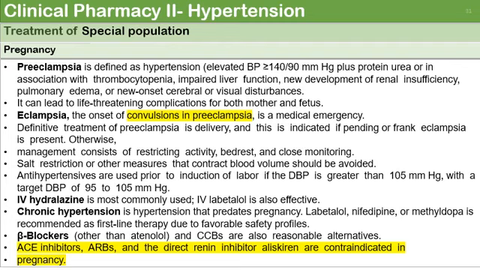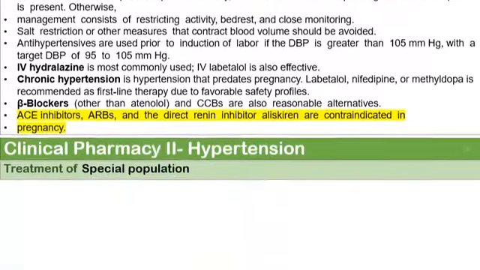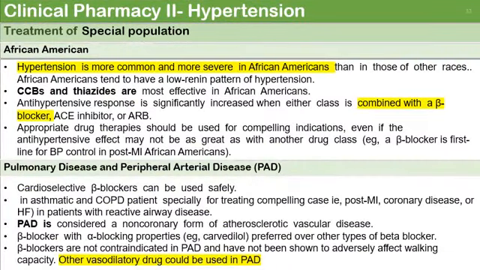The most commonly used drug is IV hydralazine. IV labetalol is also effective. For pregnant women with chronic hypertension, the drugs of choice are labetalol, nifedipine, or sustained release methyldopa, recommended as first-line agents. Beta blockers other than atenolol and calcium channel blockers could be used alternatively. ACE inhibitors and angiotensin blockers are contraindicated in pregnancy.